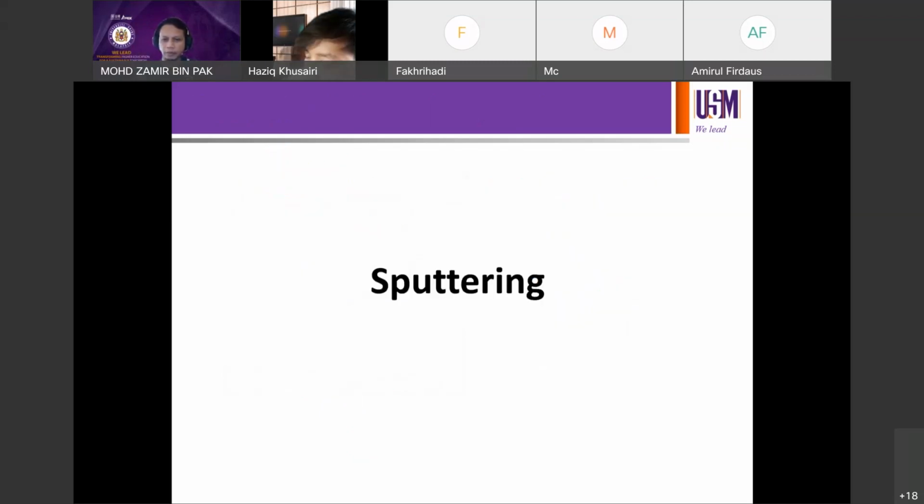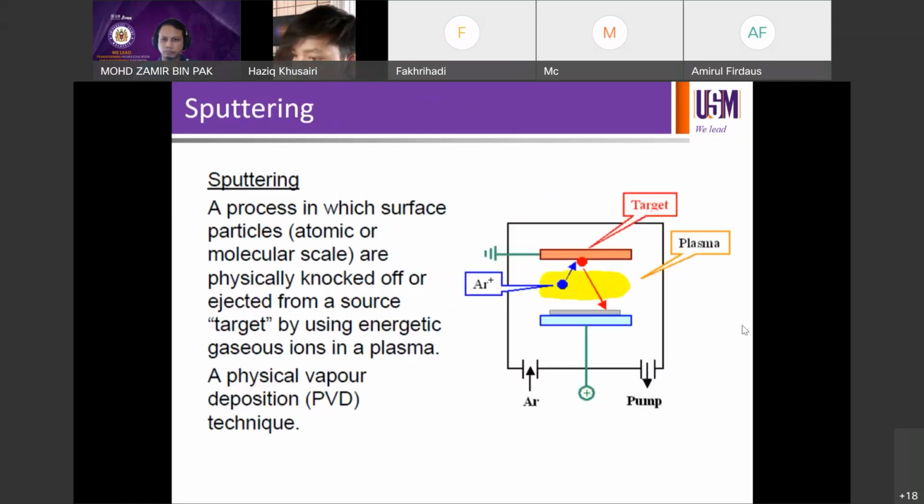Yeah, done. We're done with evaporation. So we'll continue with the sputtering process. Sputtering is another process. Right, sputtering is the second type of PVD process.